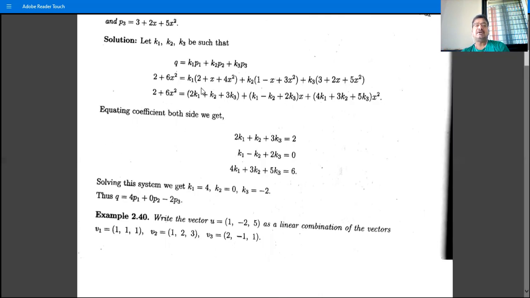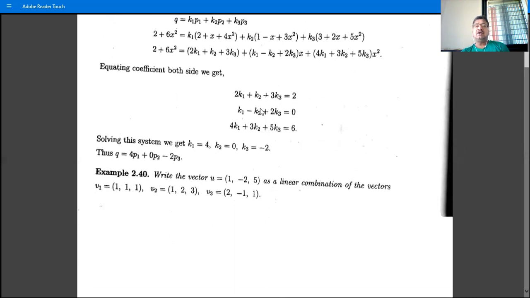The constant coefficient in RHS is 2k1 plus k2 plus 3k3, and in LHS it is equal to 2. Then the coefficient of x in RHS is k1 minus k2 plus 2k3, and the coefficient of x in LHS is 0. There is no term x, so its coefficient is 0. The coefficient of x square is this, and in LHS it is equal to 6.